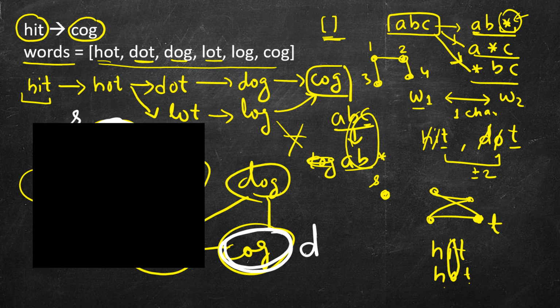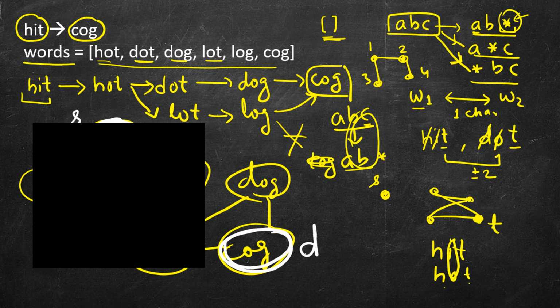So from S we go to hot. From hot we can go to either dot or lot, both. So you see we are proceeding in breadth first search manner. So we start from a source, we go to all the neighbors. So just one neighbor, so we come to hot. From hot there are two adjacent neighbors, dot and lot. So these two come next.